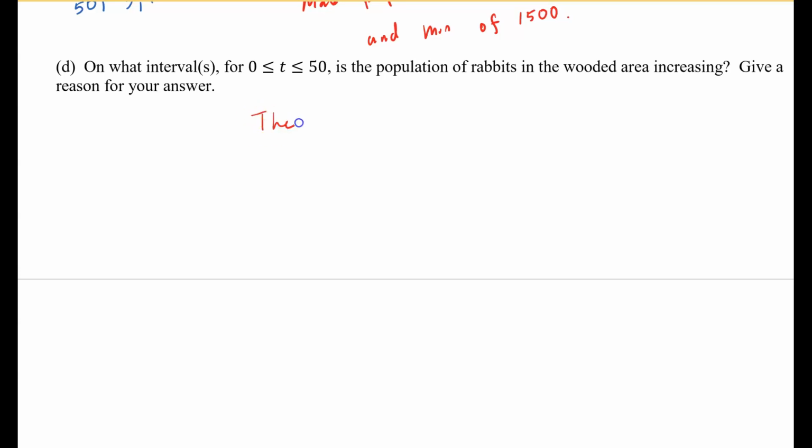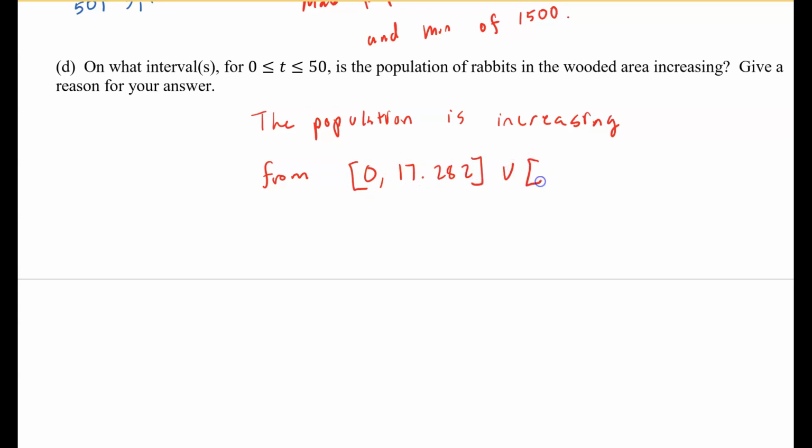Okay, and we'll give an answer. So the population is increasing from 0 to 17.282 union 42.511 to 50 because r prime of t, which is equal to b of t minus d of t, is greater than or equal to 0.